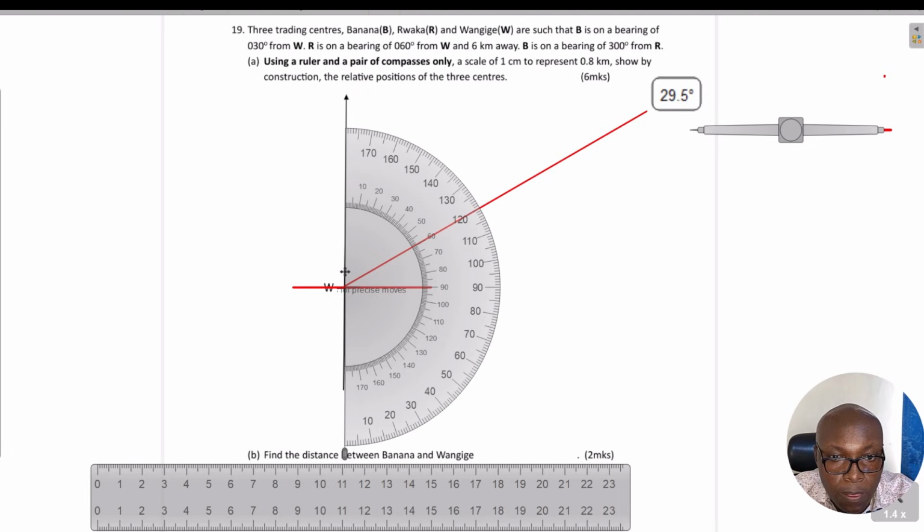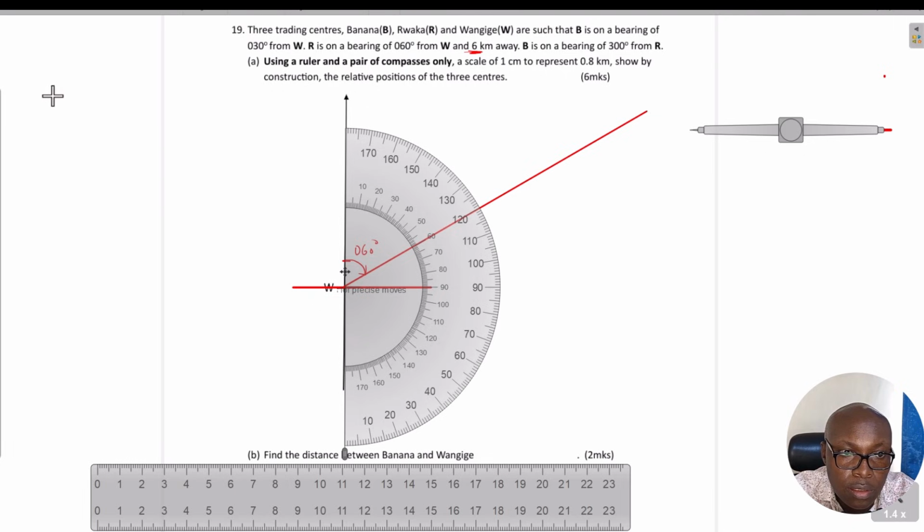So you can see that is 60. This angle here is the angle you're supposed to measure: 060 degrees, and the distance is 6 kilometers away. You need to be very keen with that. So how are you supposed to do that?